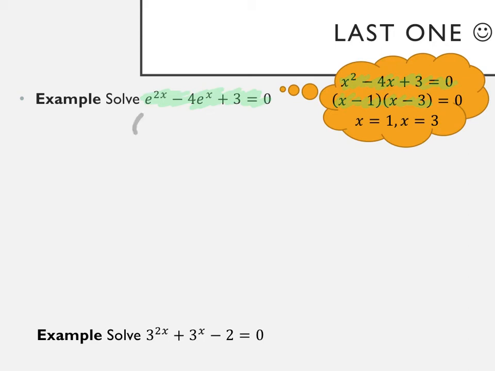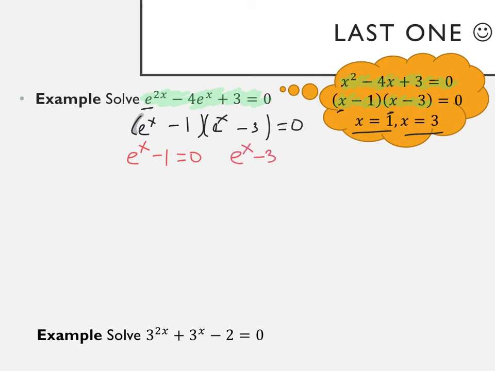We know we're going to have our -1 and -3. But instead of an x and an x, we're going to have an e to the x and e to the x. Okay, and then just how we solve by factoring, we set each factored piece equal to 0. We will do the same thing here. We'll say e to the x minus 1 equals 0 and e to the x minus 3 equals 0. And we solve each baby equation.